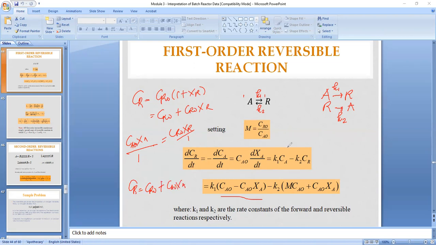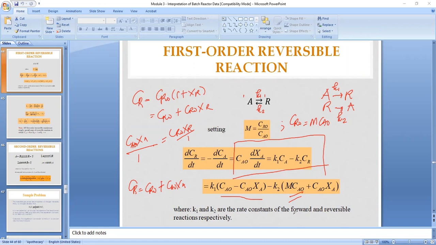Then you won't have any problem because your unknown function is already XA. You don't have any problem with XA because you have XA here, and your CRO and CAO are all constants except the XA here. Okay? So you may wonder then, why do you have the M CAO here, Miss Ali? Where did you get that one? From here. Isn't CRO equal to M CAO here? So this is the one.